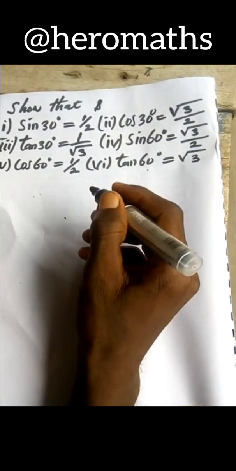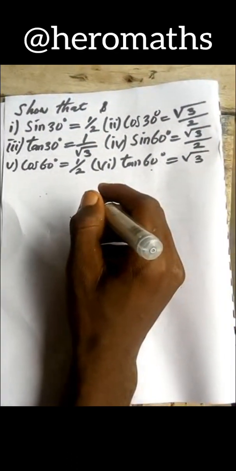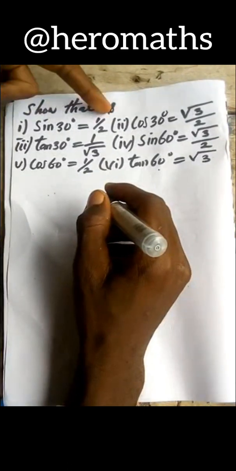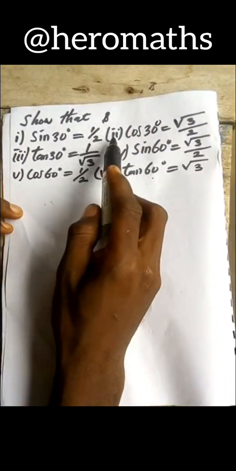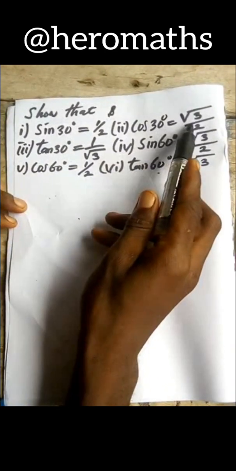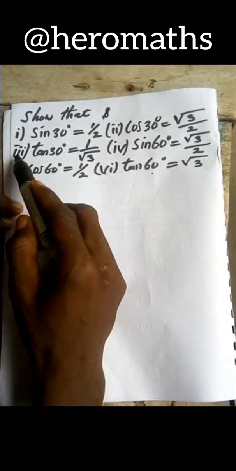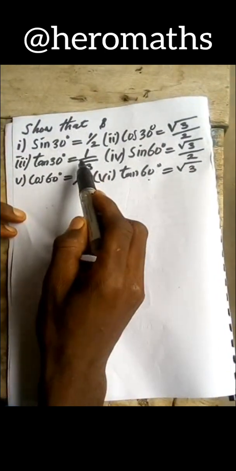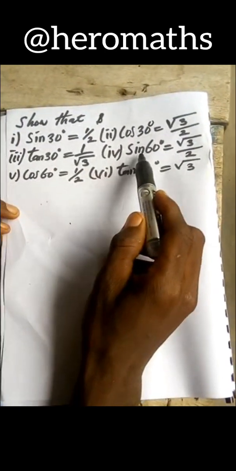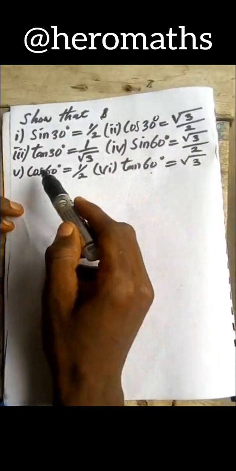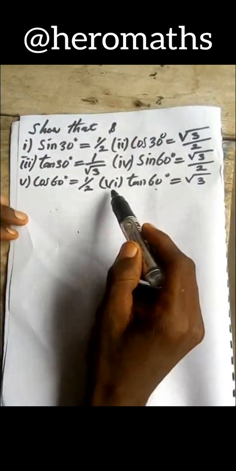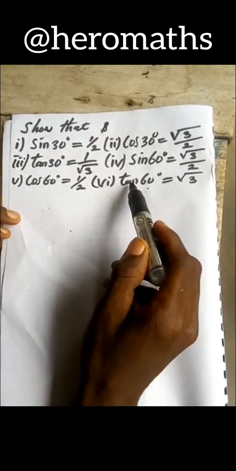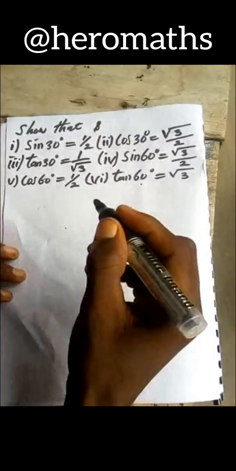Hello listeners, in this video we have a question on trigonometry which says show that sin 30 is equal to half, that is 1 divided by 2. The second one says cos 30 equal to root of 3 divided by 2. The third one, tan 30 is equal to 1 divided by root of 3, and then sin 60 equal to root 3 divided by 2, and then cos 60 equal to 1 divided by 2, which is half, and then the last says tan 60 equal to root of 3.